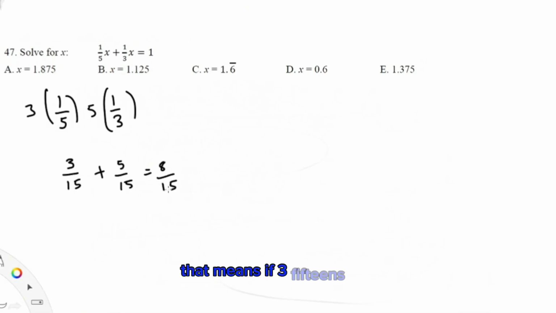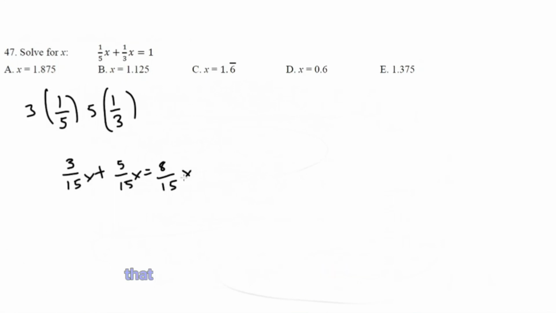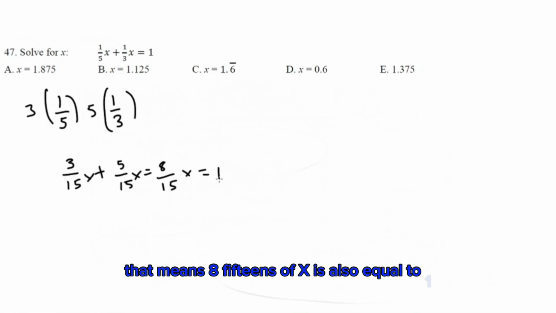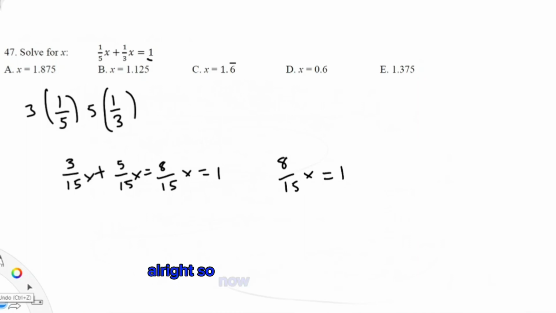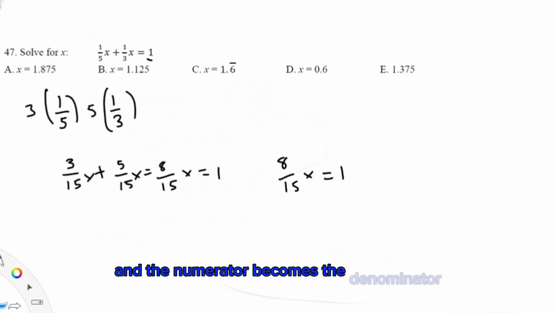So that means if 3/15 of x plus 5/15 of x is equal to 8/15 of x, that means 8/15 of x is also equal to 1, because that's what we can see right here. So now that we know that 8/15 of x is equal to 1, how do we solve for what x is? Well, we just multiply the reciprocal. The reciprocal is just flipping the order of the fraction. So the denominator becomes the numerator, and the numerator becomes the denominator. So 8/15 is now 15/8.